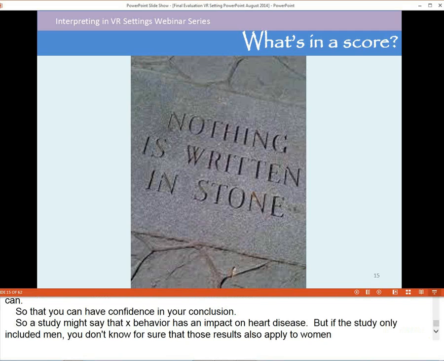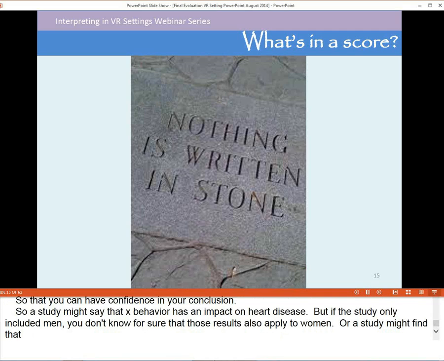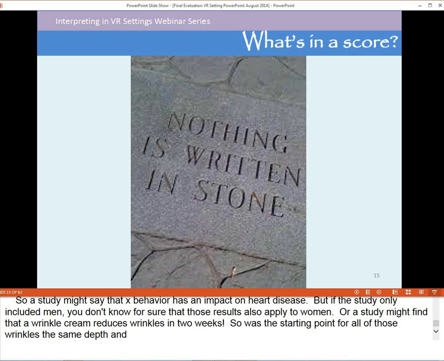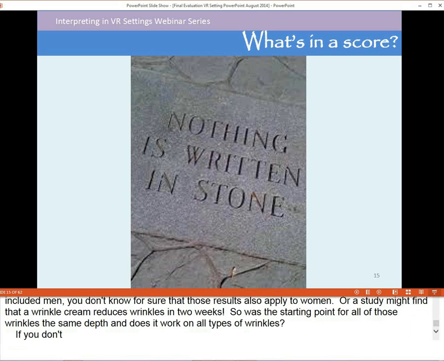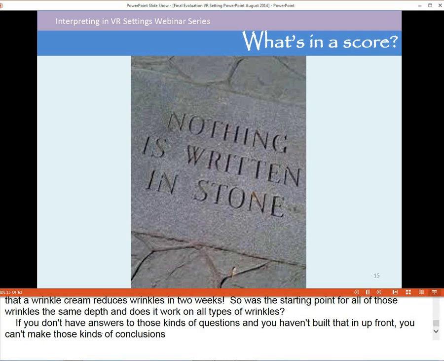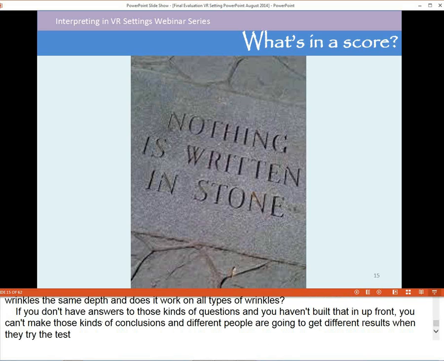Or a study might find that a wrinkle cream reduces wrinkles in 2 weeks. So was the starting point for all of those wrinkles the same depth? And does it work on all types of wrinkles? If you don't have answers to those kinds of questions and you haven't built that in up front, you can't make those kinds of conclusions, and different people are going to get different results when they try the test or the product. Next slide.